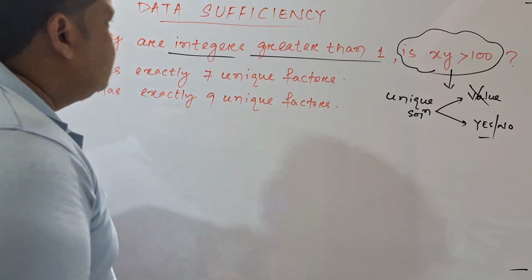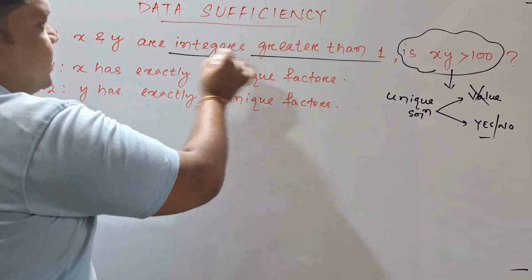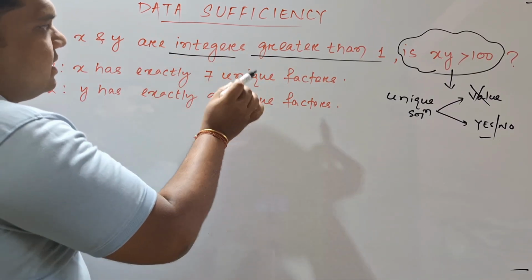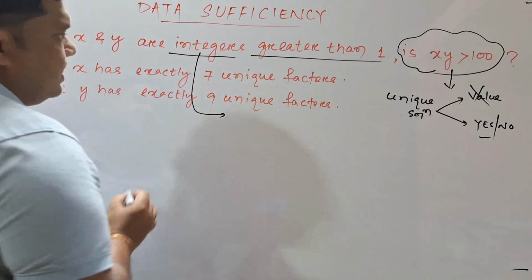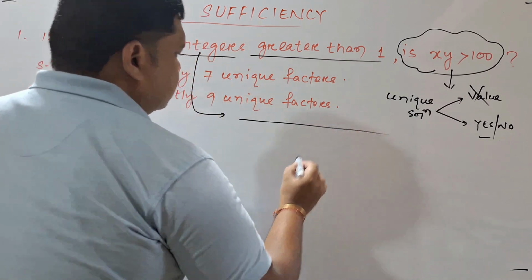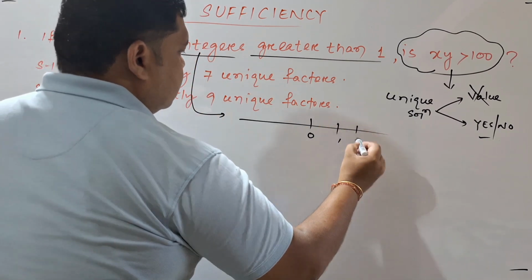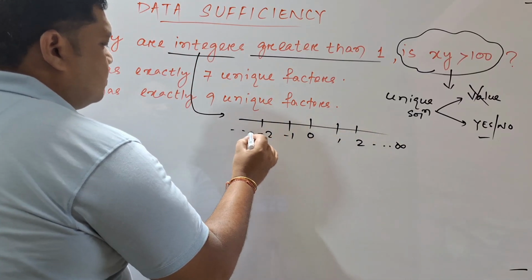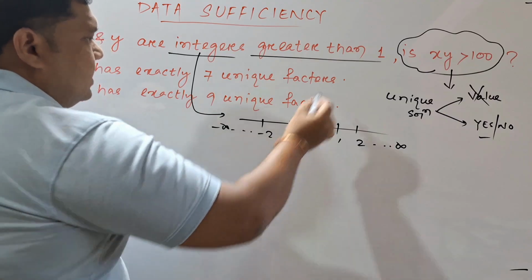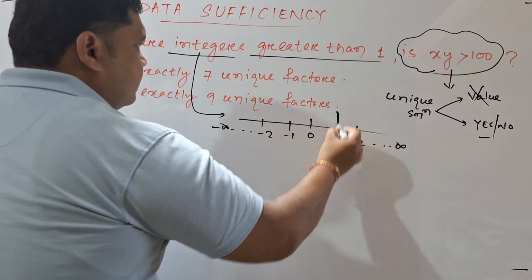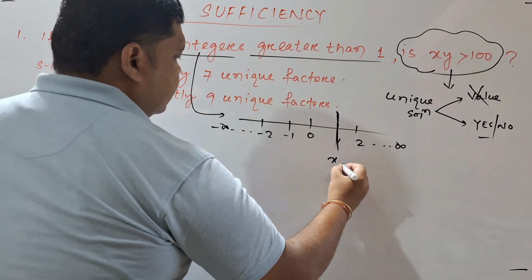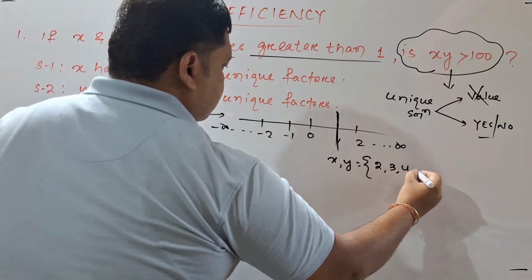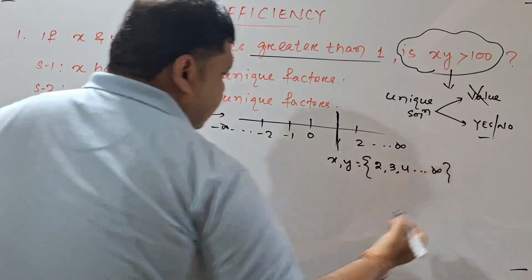First of all I have to paraphrase, I have to simplify this question. x and y both are integers greater than 1. x and y both are integers means what? Let's say this is the number line: 0, 1, 2 up to infinity, and this side is -1, -2 up to minus infinity. It is greater than 1, and it is greater than 1. So here I can say x comma y become 2, 3, 4 up to infinity. So these values are given.